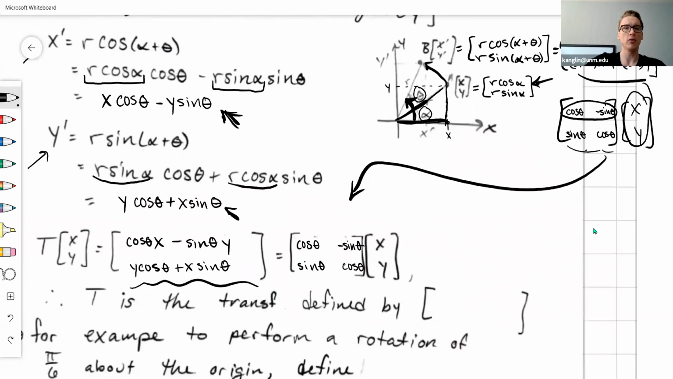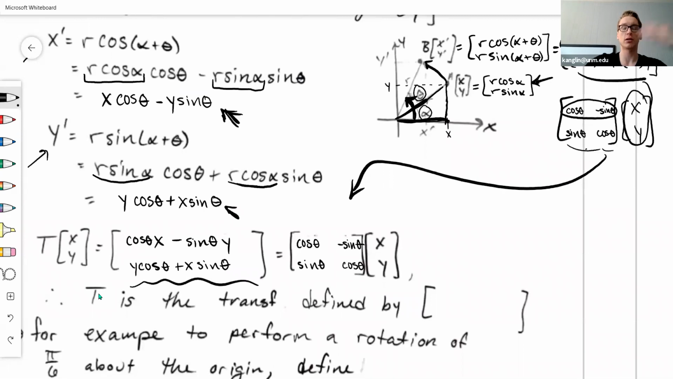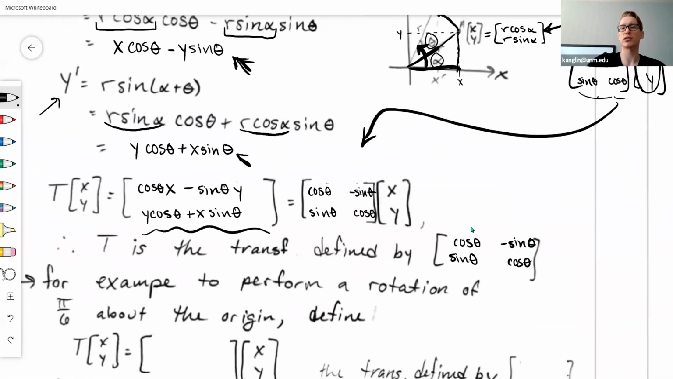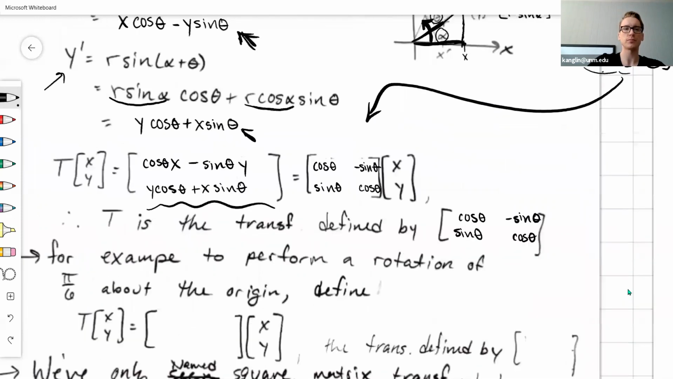So in other words, we could say T, this rotation counterclockwise about the origin by an angle theta, that transformation is defined by this matrix that we could equivalently just multiply the input by. So there's our rotation matrix. You'll hear this called a rotation matrix.